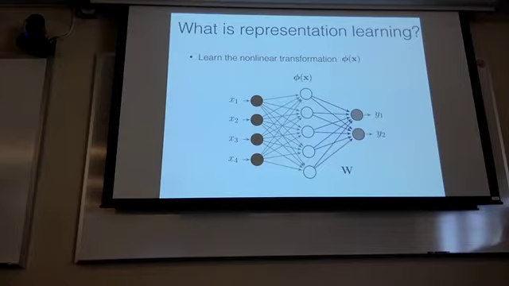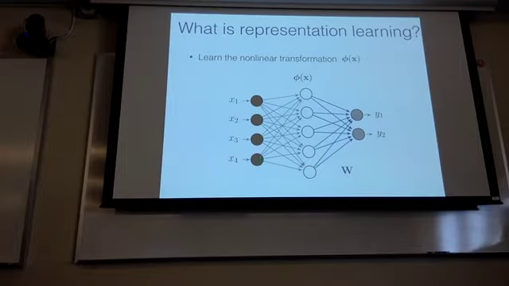So that's really what representation learning is going to be about. It's going to be about learning this feature vector phi, or learning this function phi. Once we learn this nonlinear transformation, we're going to have a lot more power to actually predict these interesting targets Y.